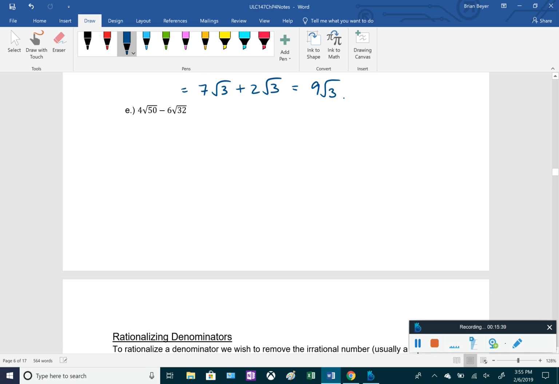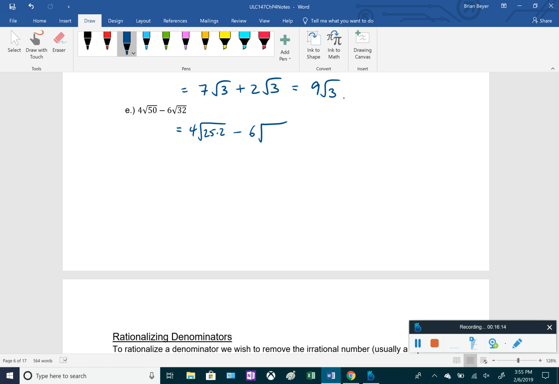And for the next one, it looks even messier here. 4 radical 50 minus 6 radical 32. Sometimes numbers will have multiple factors that are perfect squares, so you might choose the wrong one in the beginning, and you just will have to go back and choose the other one. So for radical 50, I'm just thinking of 25 times 2. We're going to have to change both of these, right? It looks like 50 and 32, so they have like radicands. So I'm changing 50 to 25 times 2.